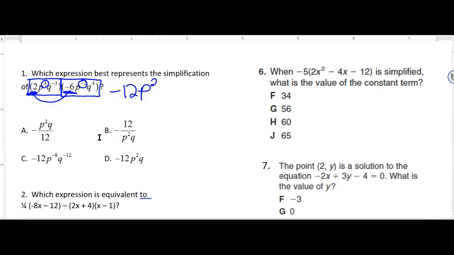That gives me power of 2. Q, negative 3 and 4 gives me 1, so I can either put the 1 or leave it off. Doesn't matter. There's my answer. Negative 12P squared Q, which is choice B.